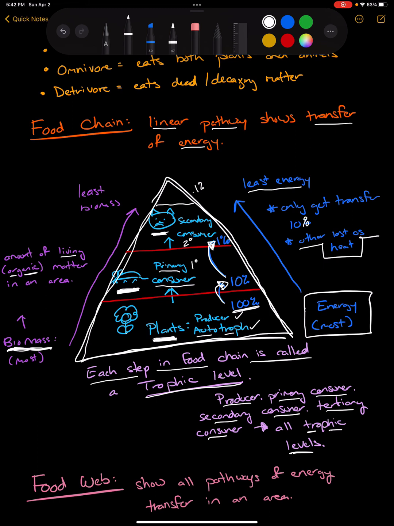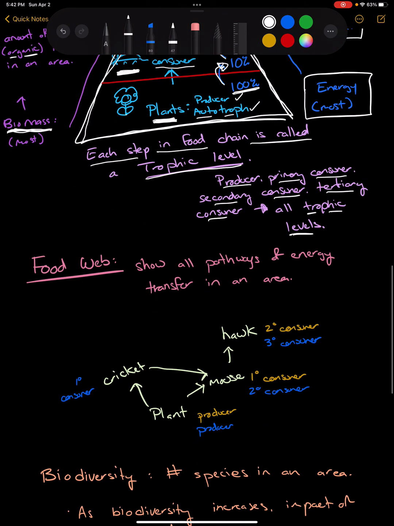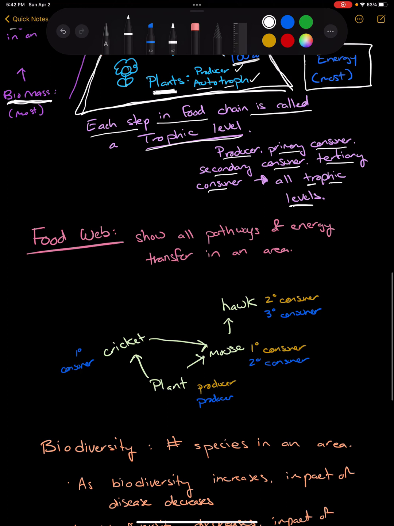And so now that we've covered a food chain, we can talk about food webs. Food webs, instead of showing a linear pathway, can show all the pathways of energy in an area, right? So I didn't want to draw all the pretty pictures, but we can see here's my plant, and then I have crickets and mice and hawks. Well, if I follow one food chain, plant to mouse, the plant was my producer, and then my mouse would be my primary consumer. And then the mouse feeds the hawk, that would be my secondary consumer.